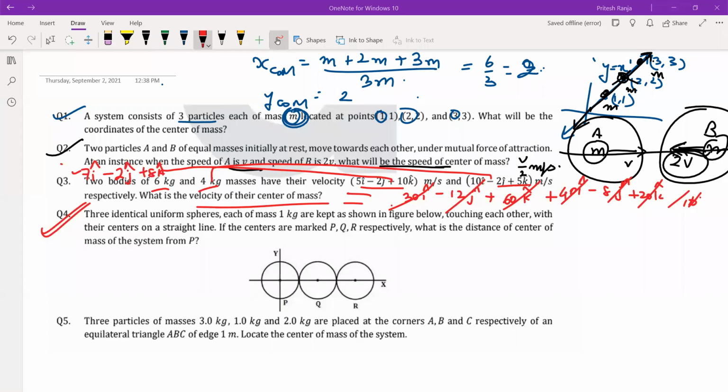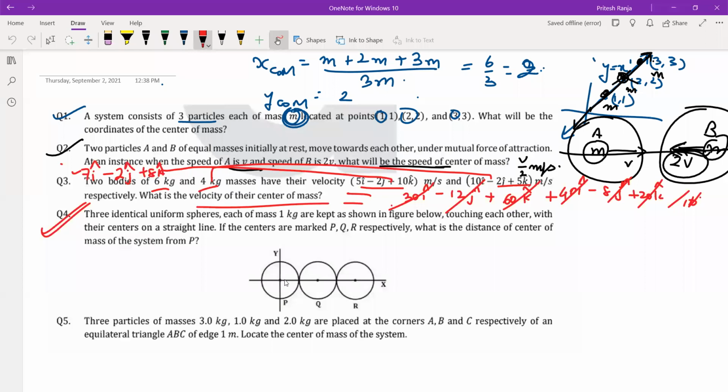So let us check this one now. Three identical uniform spheres, each of mass 1 kg. You have to find the center of mass of the system from P. Okay, so this coordinate will be 0, 0, and they are identical. So let us consider their radius to be r.